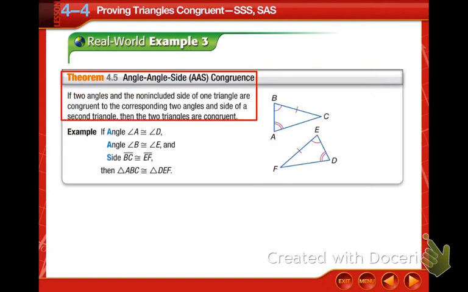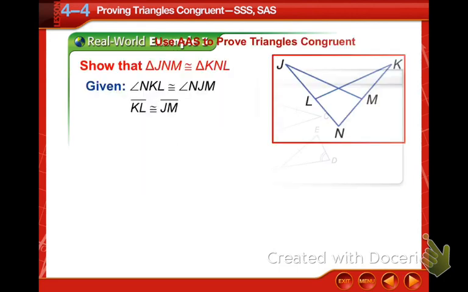Angle, angle, side congruence, the last one we're going to look at today. If two angles and the non-included side of one triangle are congruent to the corresponding two angles and a side of a second triangle, then the two triangles are congruent. So here we have two triangles overlapping each other. We're given some information. We're given an angle and a side. So we need one more angle. And it can't be the included angle between, it can't make that side that we do know is congruent be the included side. That's what we can't have included.